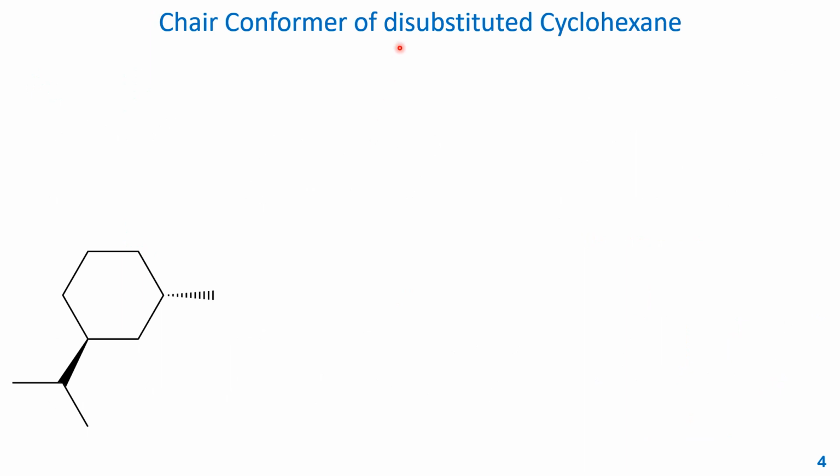Let's talk about the disubstituted cyclohexane, the chair conformation. This is an example with 2 substituents. This is an isopropyl, and this is a methyl group here. Now they have different sizes.